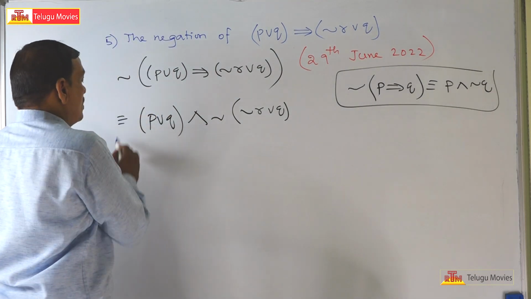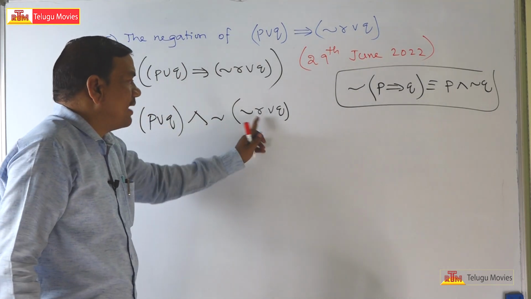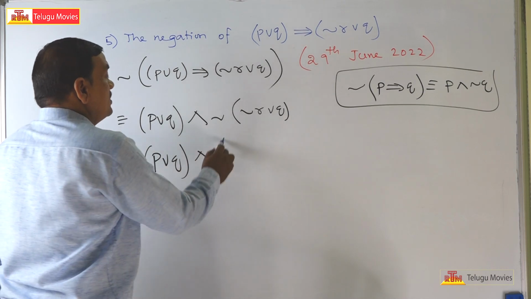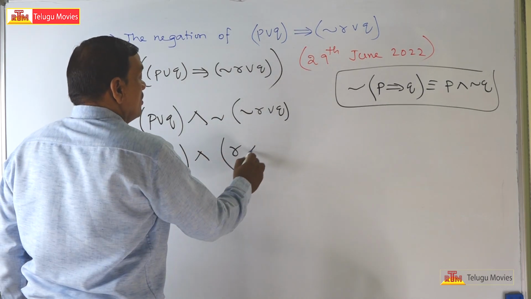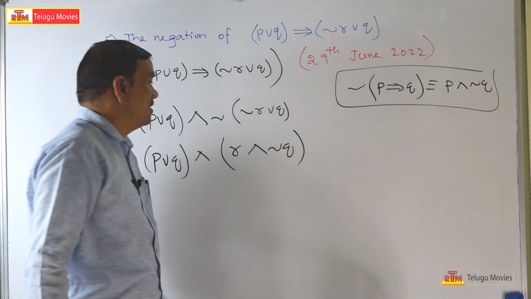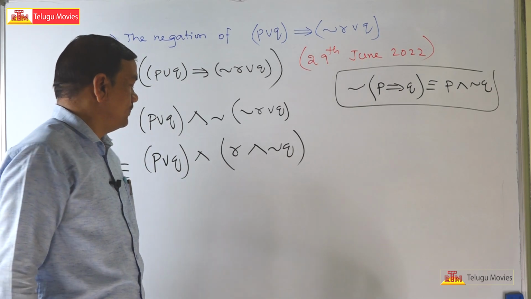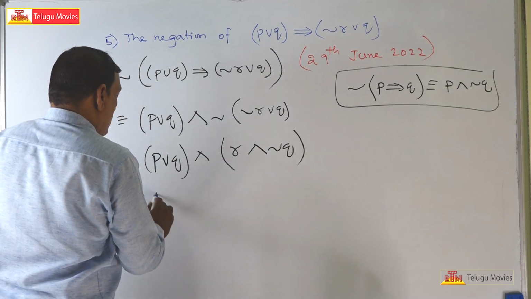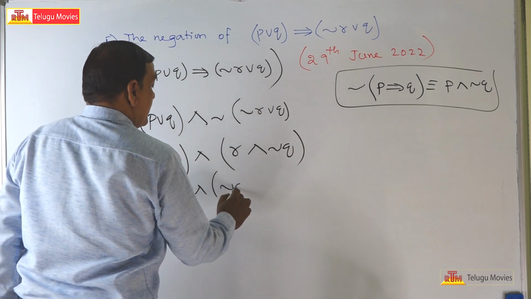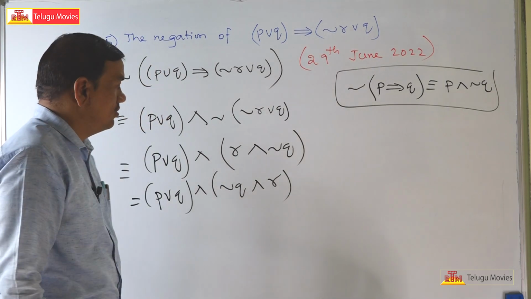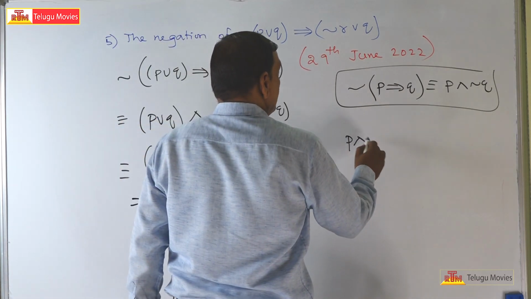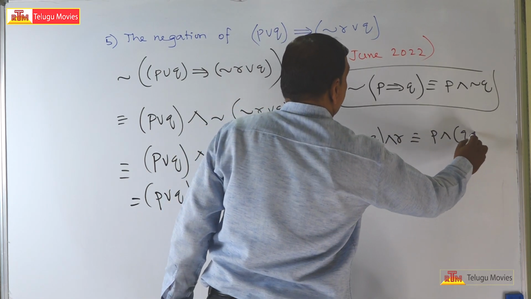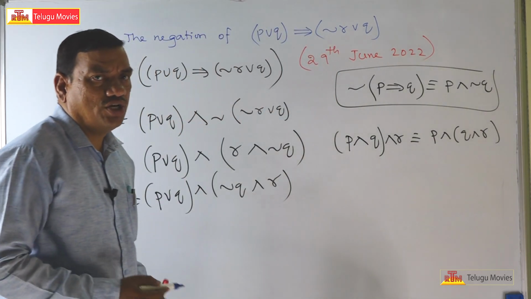Now this is logically equivalent. Obviously we can apply De Morgan's laws here: P or Q, and negation of negation R is R. So we get P or Q and negation Q and R. Now we have the associative property: P and Q and R is logically equivalent to P and Q and R. We have the associative law for statements.